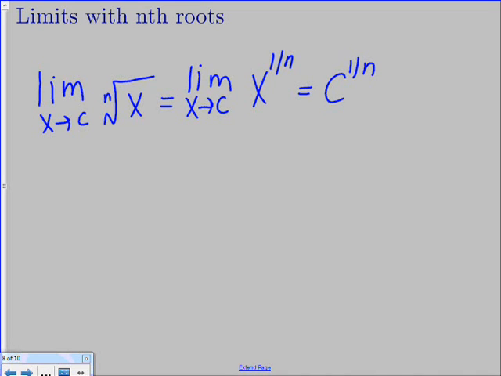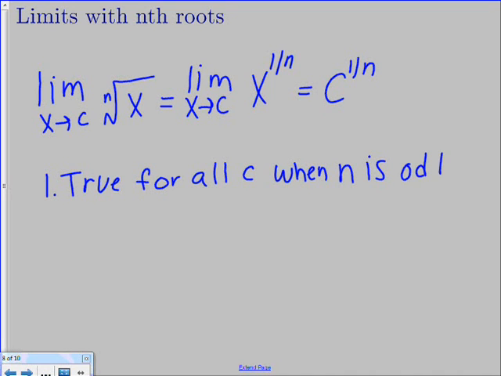following certain conditions. So the first condition is that this is true for all c values when n is odd, so when taking the odd root power. And that's because when you have an odd root, like a cube root, you can take the cube root of both positive and negative numbers, so you don't have to put a restriction on what your c is. But this is only true for c that are greater than 0, or for positive numbers, when n is even.